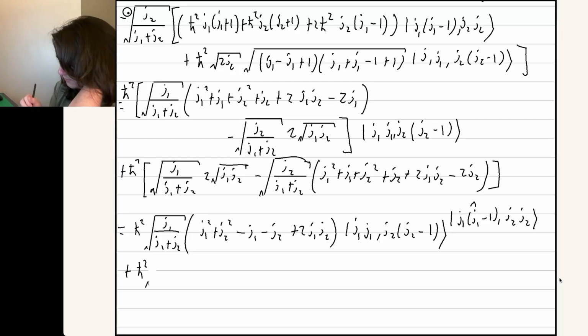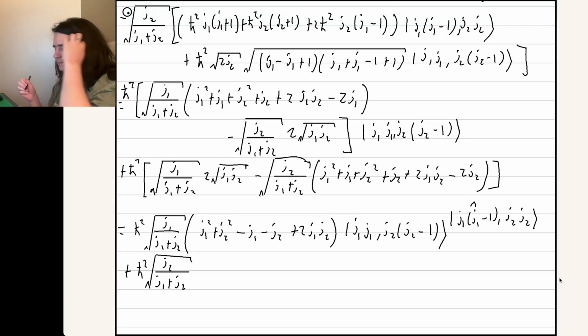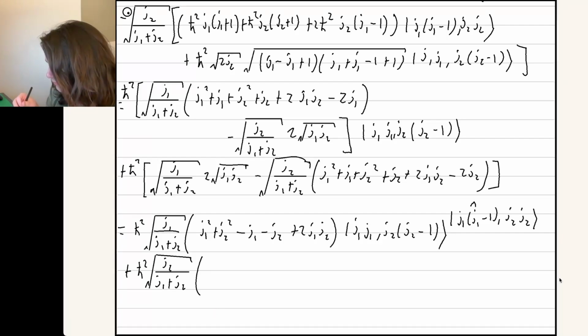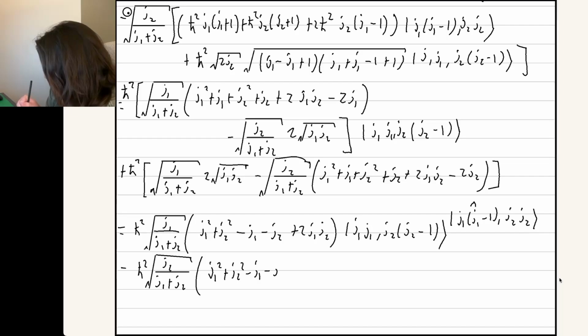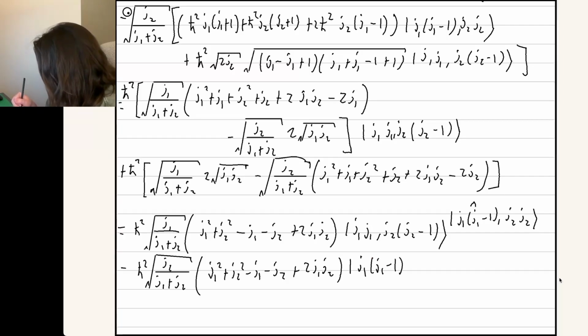And then that is going to be plus h bar squared. The radicals are the same now, so it's just J2 over J1 plus J2 over here. Where now this one we had 2 J1 J2. I'm actually going to flip the signs of everything, so we're going to have this term minus this term. So you'll have J1 squared plus J2 squared minus J1 minus J2 plus 2 J1 J2. So it's the same old coefficient, acting on |J1, J1 minus 1, J2, J2⟩.